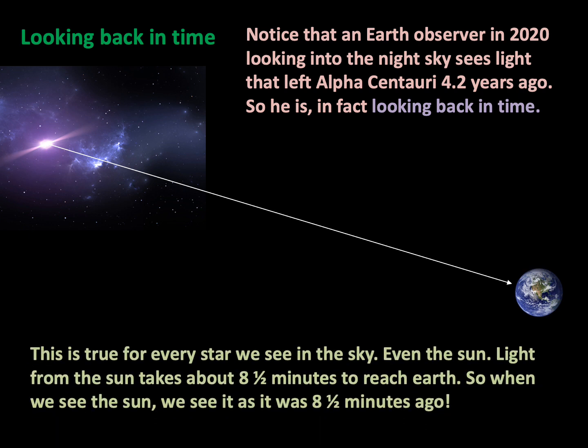And this is true of every single star we see in the sky. Even the sun. Light from the sun actually takes about 8.5 minutes to reach us on Earth. So when we see the sun, we see it as it was 8.5 minutes ago.